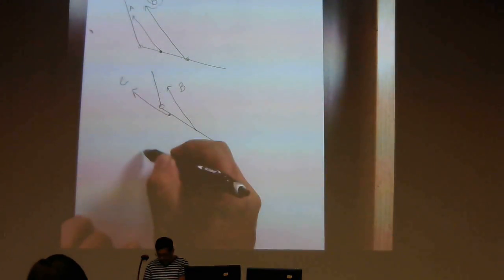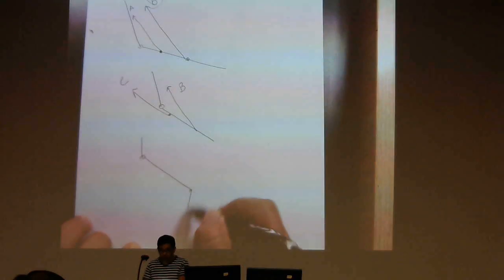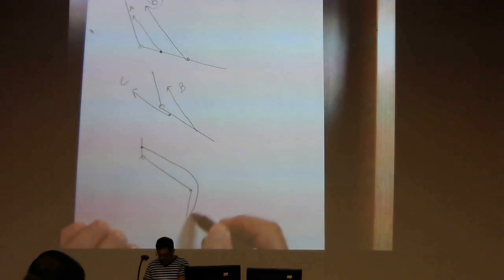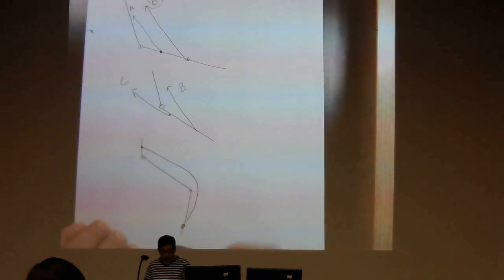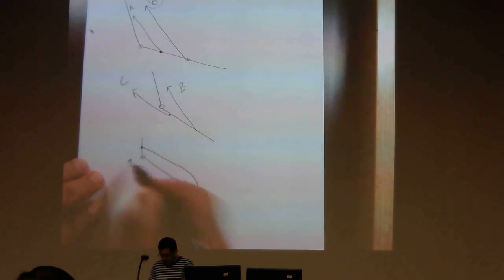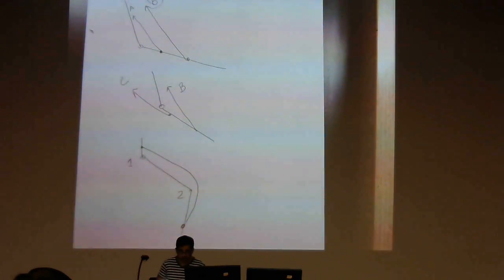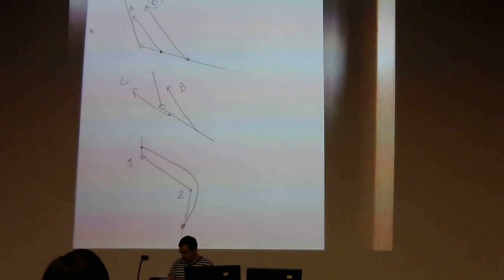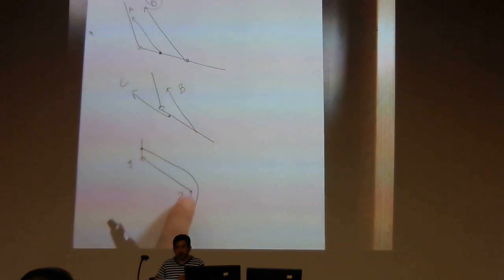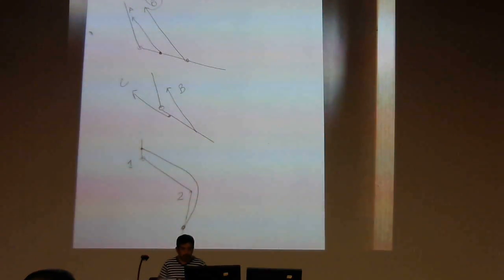We have a muscle that crosses two joints. Okay, it goes and wraps around and comes, say, here. Let's call this joint one, and let's call that joint two. So this muscle, whichever this muscle is, will cause flexion at joint one, and will cause extension at joint two. Would this muscle be a better flexor of joint one or a better extensor of joint two?